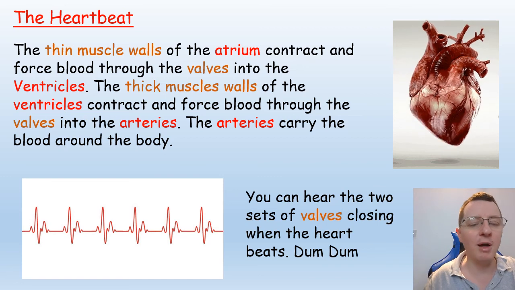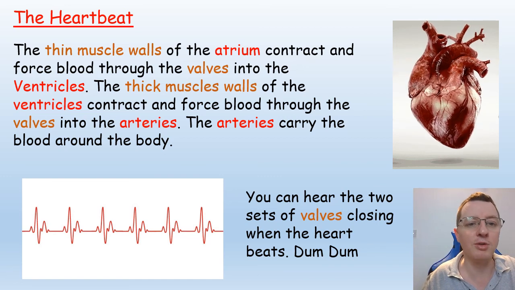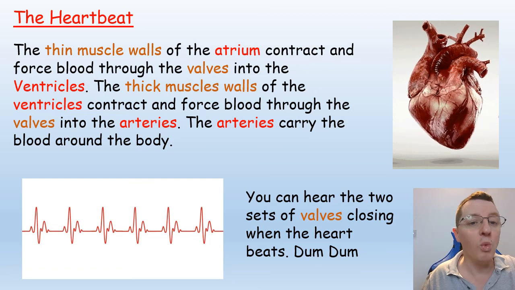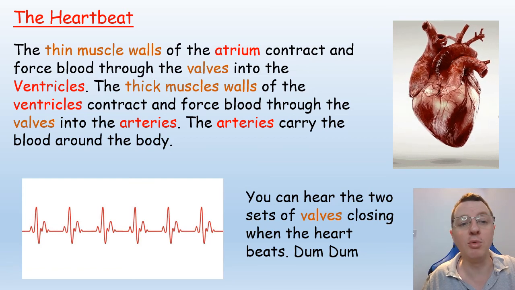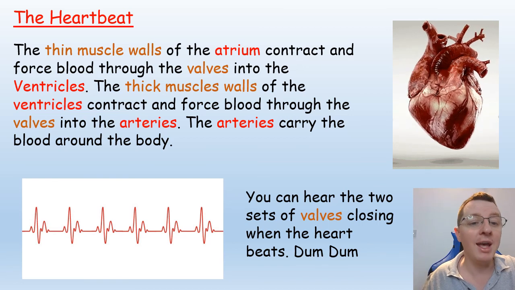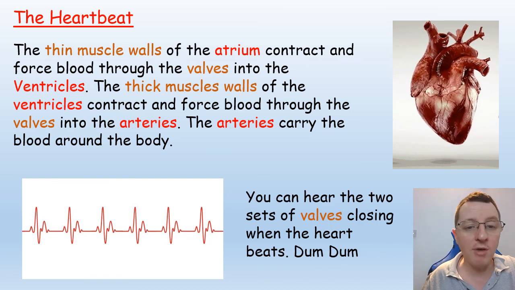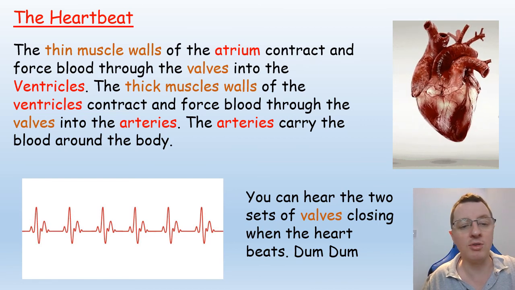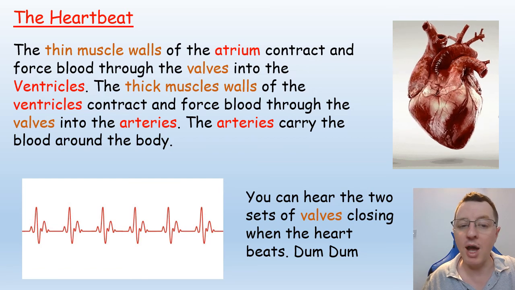And let's think about that. We've just seen it in the exam question. How do we actually get a heartbeat? Well, the thin muscle walls of the atrium will contract and force blood through the valves, the AV valves, into the ventricles. And then the thick muscle walls of the ventricles will contract and force blood through the valves into the arteries, and the arteries will carry the blood away from the heart and around the body.